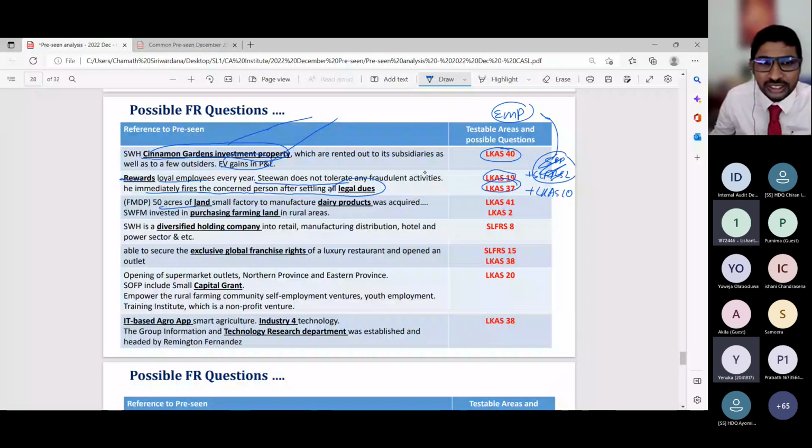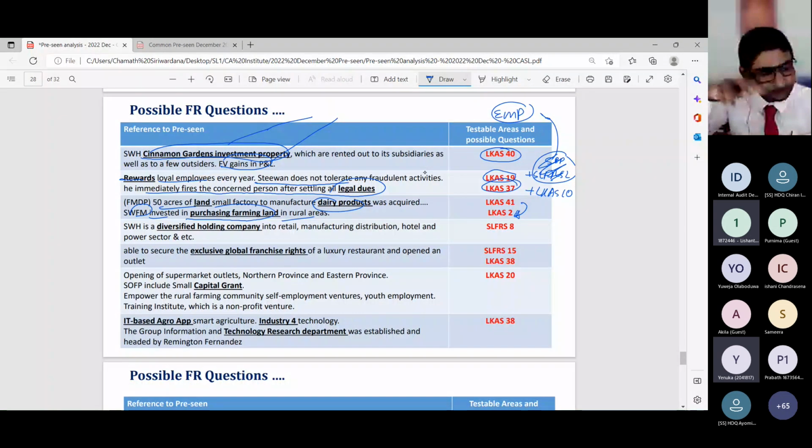invested in purchasing farming lands in rural areas. So here, in this particular pre-seen, they are speaking a lot about agriculture, right? When we say agriculture, LKS 41 is highly likely to be tested. And on the other side, when LKS 41 is there, LKS 2 is also attached to that standard. Why? At the point of harvest, it becomes agricultural produce. Soon after that, it becomes inventory, which is going to be treated under LKS 2.